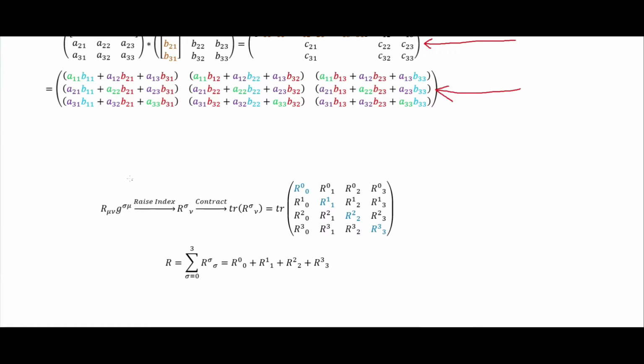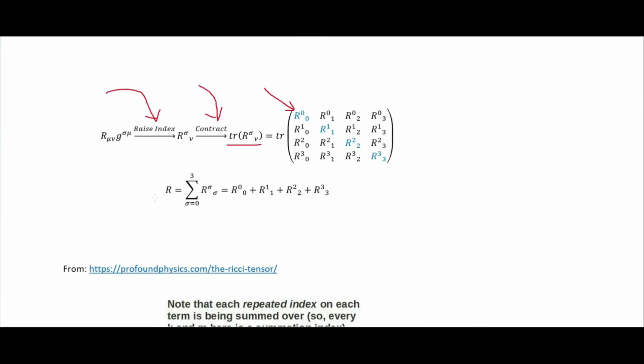But the first step is to raise the index, and then we want to contract, which once again is just kind of doing the trace here. So we're just adding these blue R's here, and that's how we actually get this Ricci scalar here.